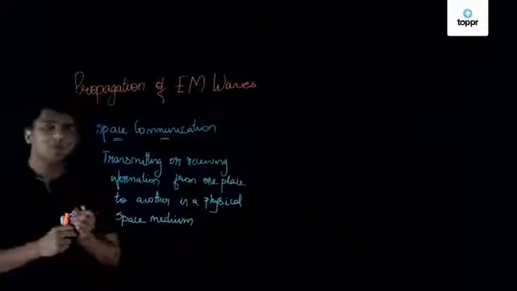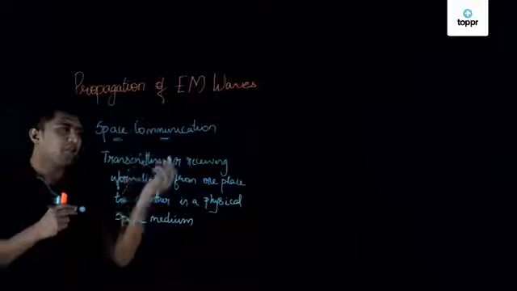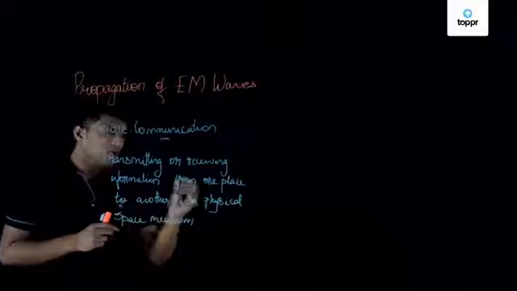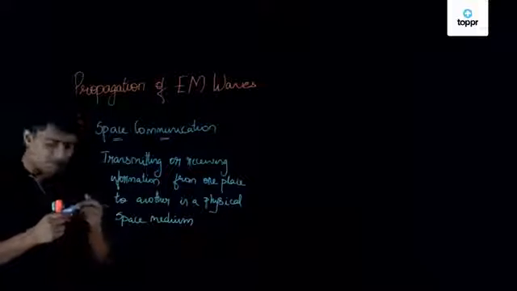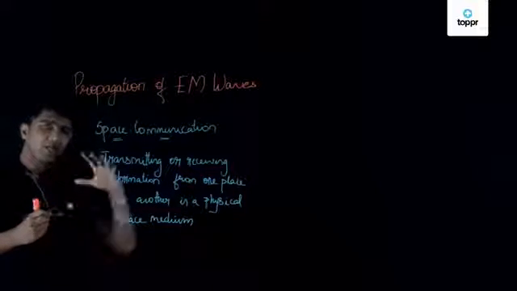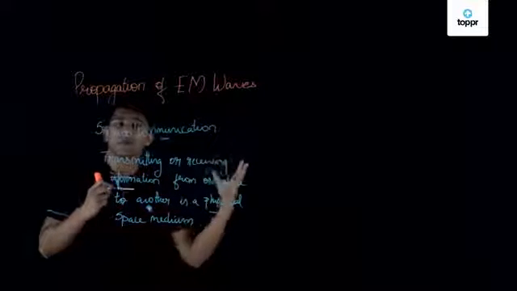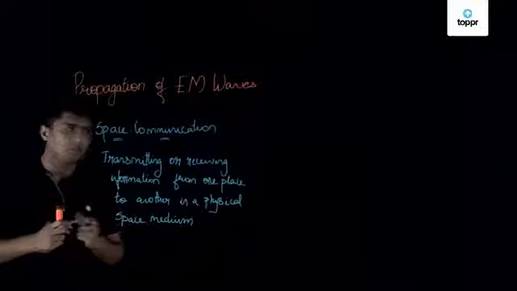So what is space communication? As we have already learned in communication, we are transferring or receiving information. So transmitting or receiving information from one place to another in a physical space medium is called space communication, right? So basically space communication is nothing but which happens on the surface of earth or space, okay? So that is called space communication.